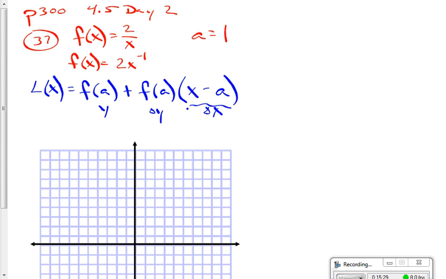So, we need f of a and f prime of a. Let's do f prime. F prime of x is negative 2x to the negative 2. Power rule, right? Question. Yeah, sorry about that. That's f prime of a.